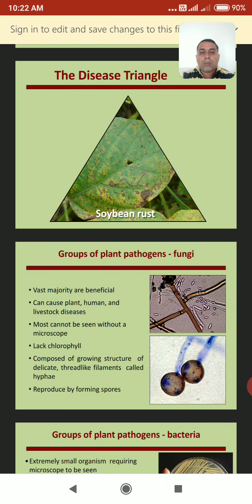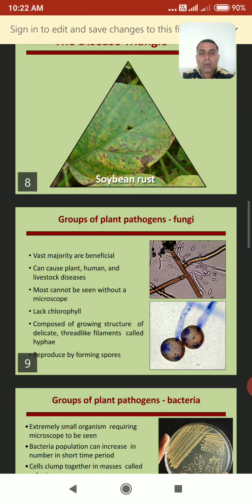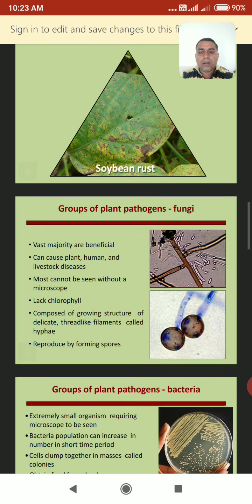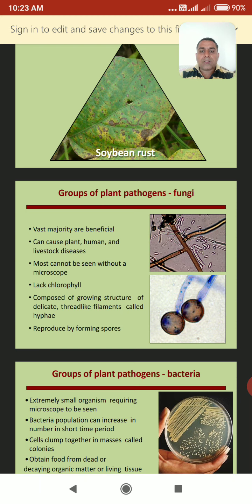Now, group of plant pathogens, that is fungi. The vast majority are beneficial, but some can cause plant, human and livestock diseases. Most cannot be seen without a microscope. As we know, most fungi cannot be seen with our naked eyes, nor can the spores. They lack chlorophyll. The growing structure is composed of delicate thread-like filaments called hyphae, reproduced by the formation of spores. That is, reproduction in fungi is by formation of spores.